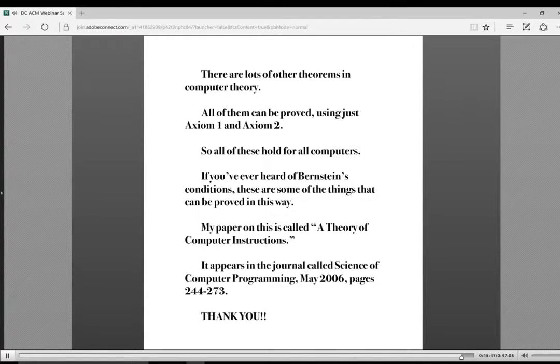There are lots of other theorems in computer theory. All of them can be proved using just axiom 1 and axiom 2. So all of these hold for all computers. If you've ever heard of Bernstein's conditions, these are some of the things that can be proved in this way. My paper on this is called A Theory of Computer Instructions. It appears in the journal called Science of Computer Programming, May 2006, pages 244 through 273.